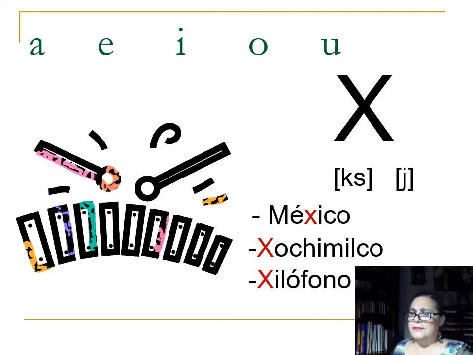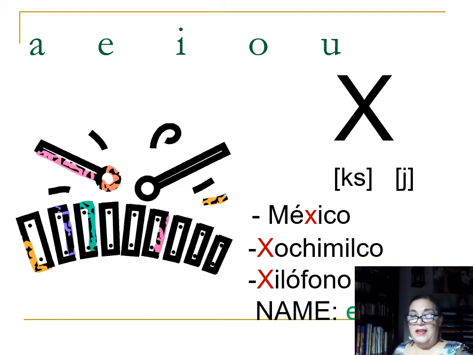But we have other words, like the name Javier, that some people write in the correct way with a J. And even though some papas like to pronounce it as if it's an X, they say, no, it's not Javier, it's Xavier, so we have to memorize it. So remember, some of the words, we have to memorize the way that we have to use them. We don't have too many words with X. And the official name is X.